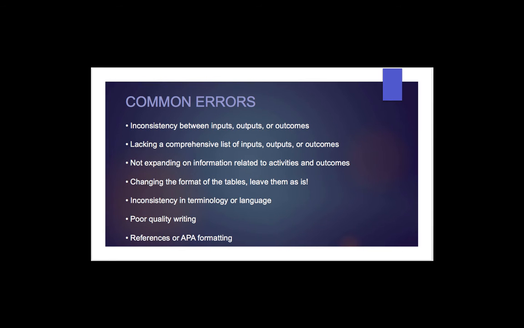We also have changing of the format, so do not change the tables, leave them as is. Next, we have an inconsistency in terminology and language throughout the paper. Poor quality of writing, so proofread to catch errors. All team members should proofread the assignment before it is submitted. And we always have references or APA formatting. Utilize your APA manual and Purdue OWL. If you have questions, ask, and remember we are here to help.